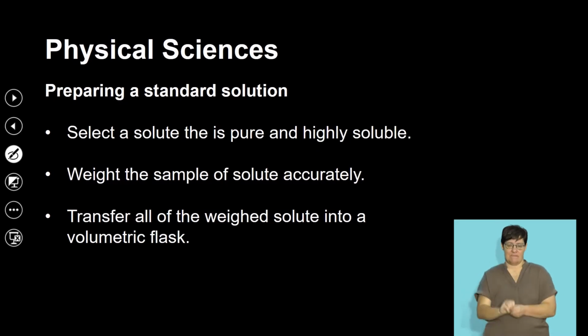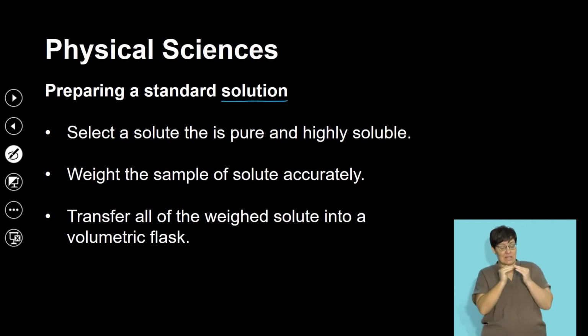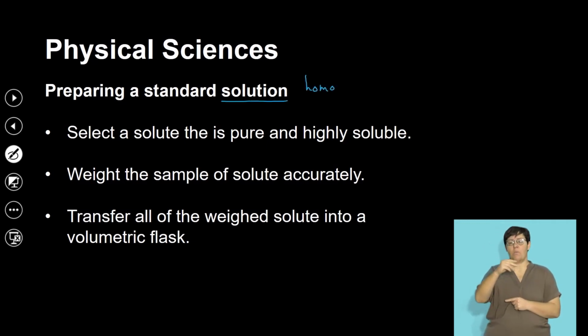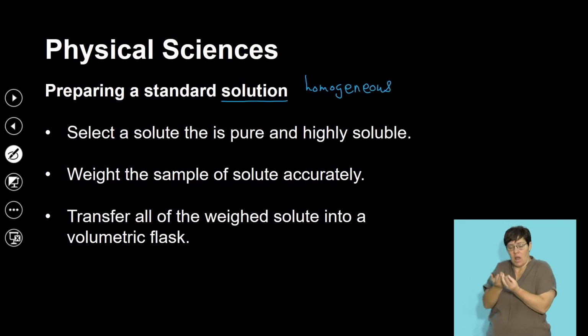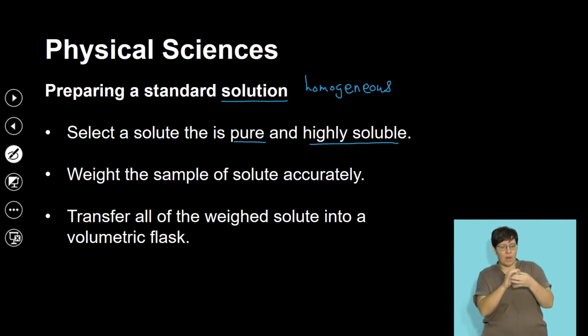Right. Now, how exactly do we prepare a standard solution? Remember, a standard solution is always a homogeneous solution, so the solute must be completely soluble. It should be a pure substance. Remember, a pure substance is an element or a compound that is highly or completely soluble. So we need to determine the mass of that sample of solid correctly.